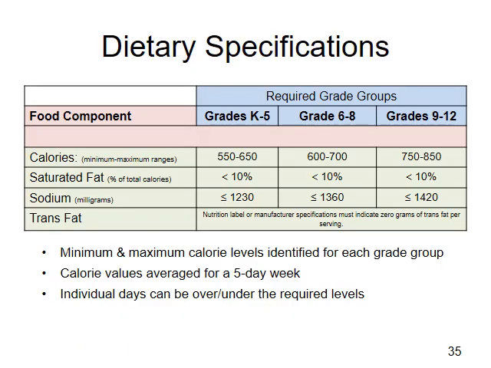There are 4 dietary specifications listed at the bottom of the lunch meal pattern chart. The weekly average requirements are for calories, sodium, saturated fat, and the daily requirement for trans fat is equal to 0. The chart shows the minimum and maximum levels identified for each grade group.